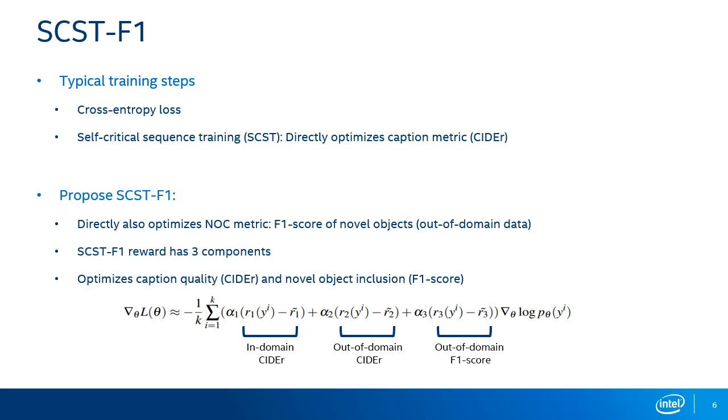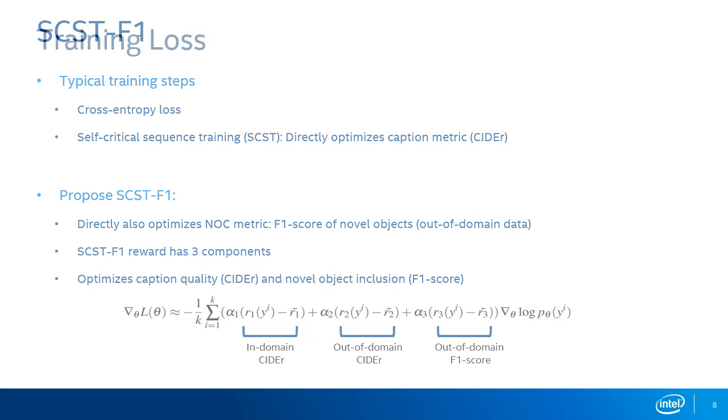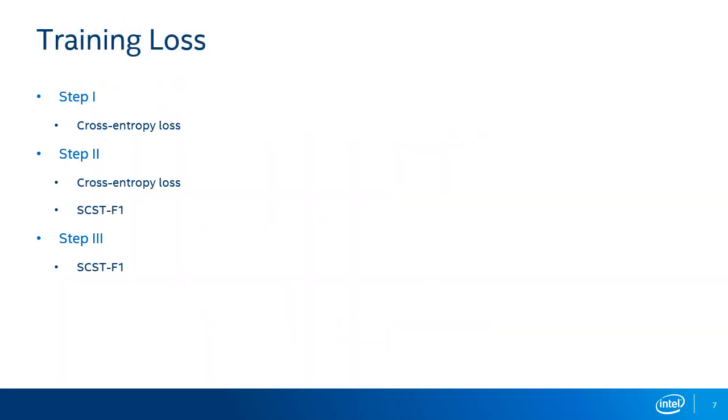Images with novel objects are usually referred to as out-of-domain data. In SCST F1, the reward has three components: in-domain CIDEr, out-of-domain CIDEr, and out-of-domain F1 score. This optimizes both caption quality and novel object inclusion. Here are the losses we use in different steps during training. In step 1, we use cross-entropy loss. In step 2, we first use cross-entropy loss and then use SCST F1 loss. In step 3, we use SCST F1 loss.